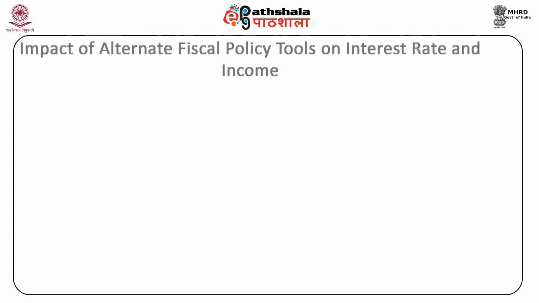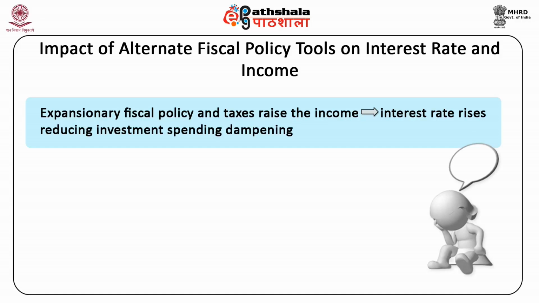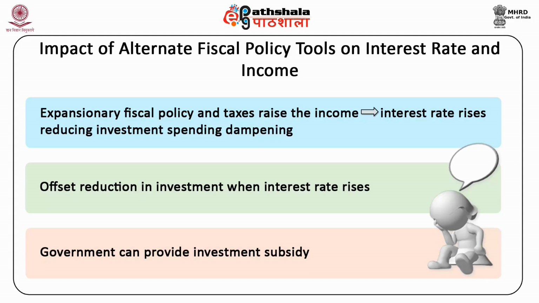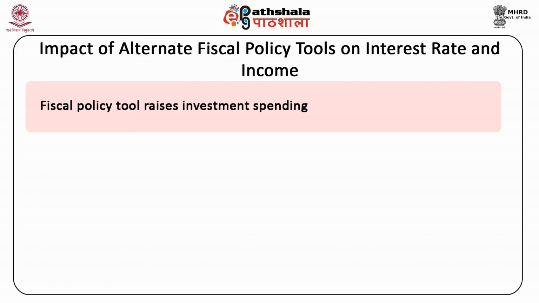Let us see the impact of alternate fiscal policy tools on interest rate and income. The expansionary fiscal policy tools of government spending and taxes raise the income or output level, but at the same time, interest rate also rises, which reduces the investment spending and dampens the overall expansionary effect of the fiscal policy. To offset the reduction in investment when interest rate rises, the government can provide investment subsidy. This fiscal policy tool raises the investment spending at each level of interest rate.